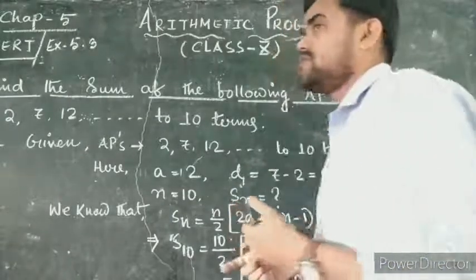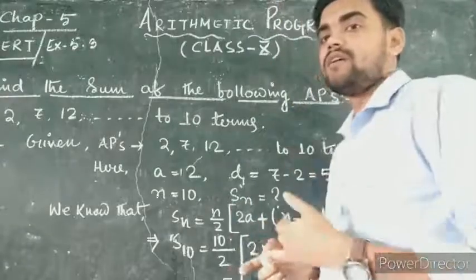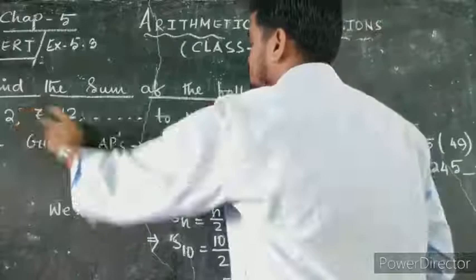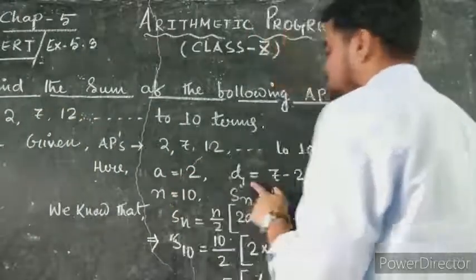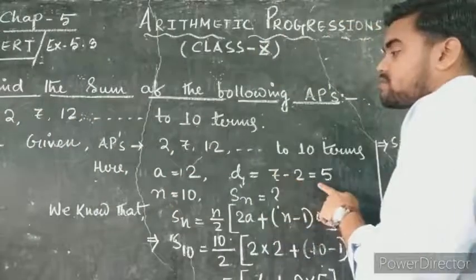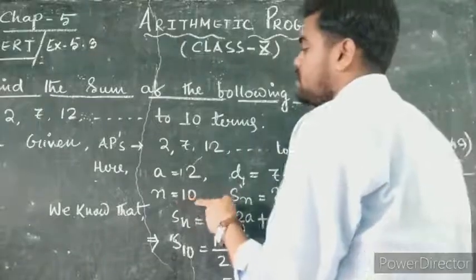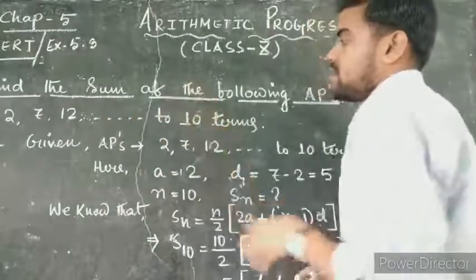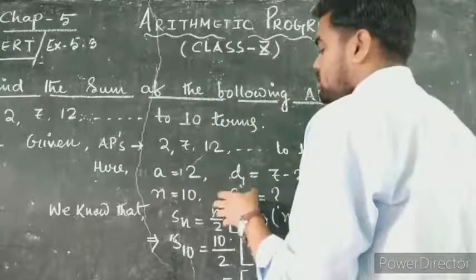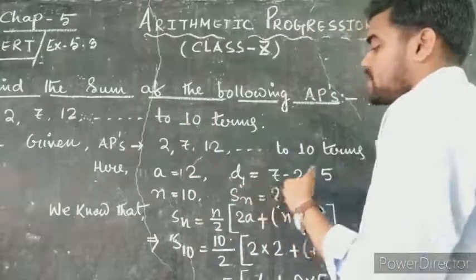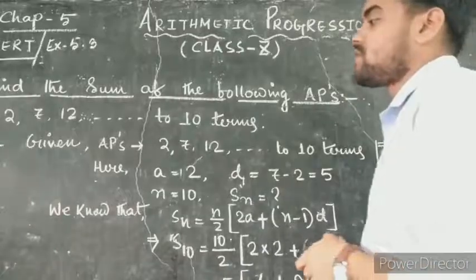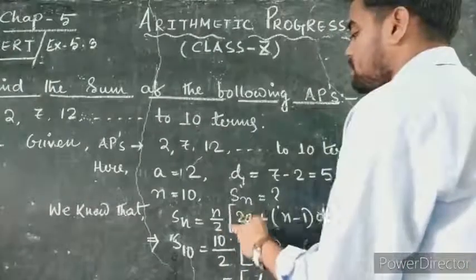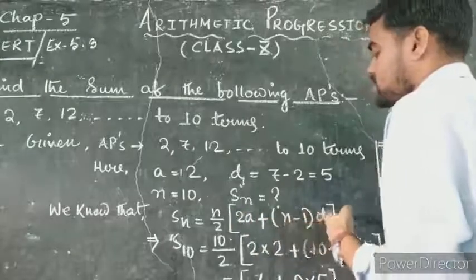So what things are given here? First we can write down. Given: first term a equals 2, common difference 7 minus 2 equals 5, and n equals 10, because this AP series already has only 10 terms. We have to find S_n equals ? So we know the formula for the sum of first n terms: S_n equals n by 2 into (2a plus (n minus 1) into d).